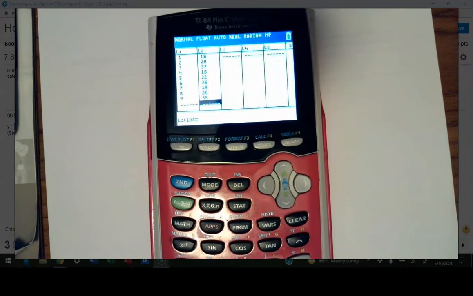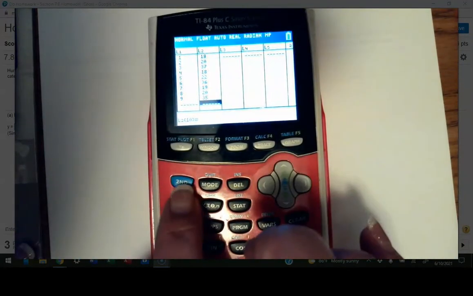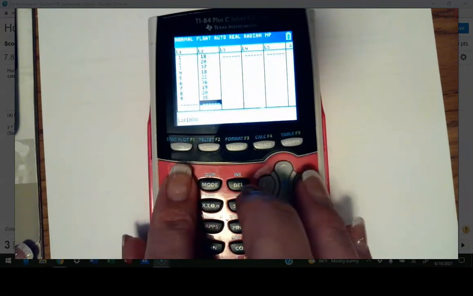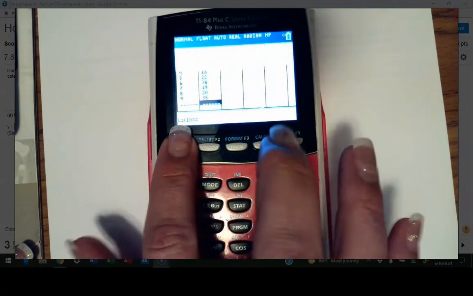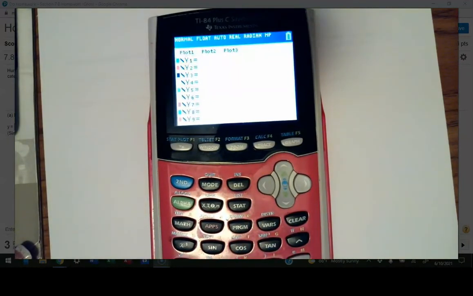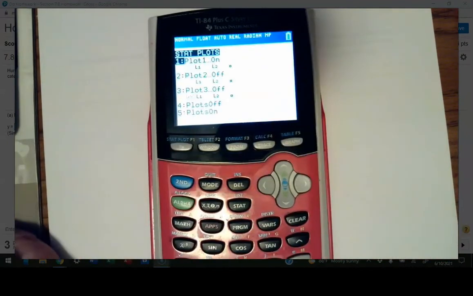So what I want to do is this sinusoidal curve fitting by hand. I want to show you where we're headed first, and then I'm going to show you how to do it by hand. The first thing you need to do is hit second and do the stat plot. That's going to show you what we're doing. It takes you to the stat plot.